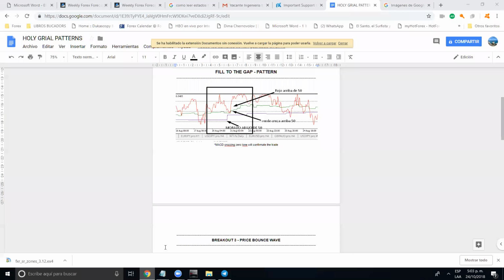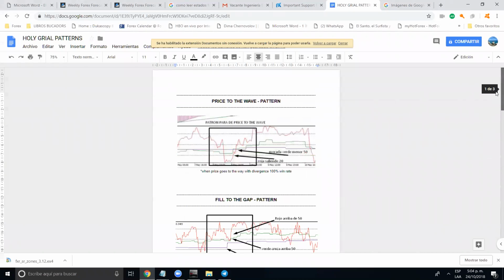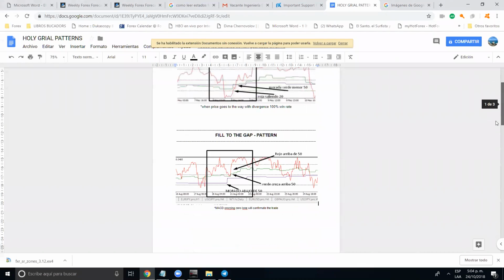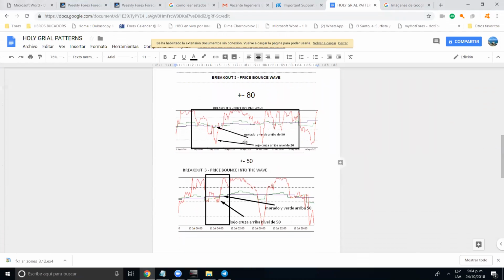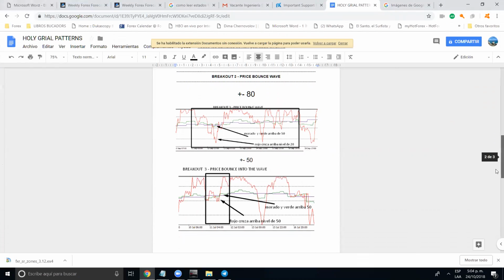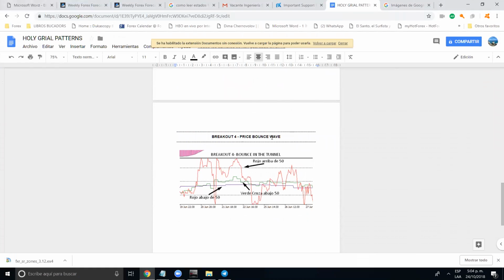Before continuing, I want to show you, I'm making this document where you can find the setup pattern for those trades. Okay, I have a sample when the price is in the retrace in 80 and when the retrace is in 50, just like I explained now. Now we're going for the next, breakout 4, the price bounce into the tunnel.